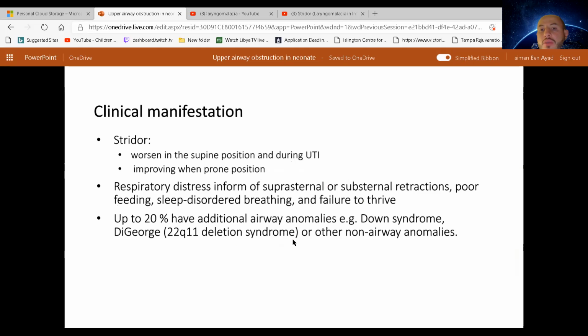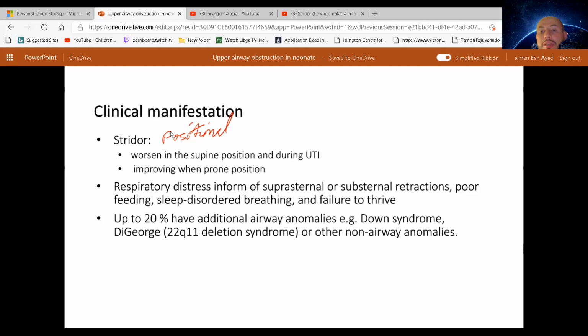How does a baby usually present with laryngomalacia? What do you need to know for laryngomalacia? It's very, very important to know that the stridor is positional. What does it mean? When the baby is on the back, the stridor gets worse. The moment you take the baby and put it on the belly, in the prone position, the stridor decreases or disappears. So that's the clue in the diagnosis of laryngomalacia.